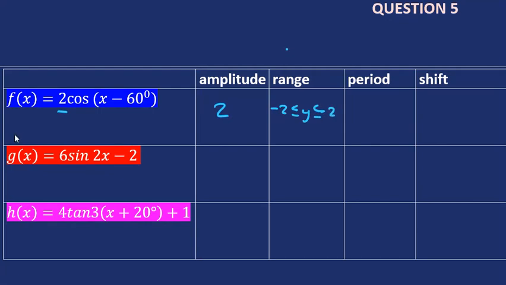The period, we always look at the coefficient of x to determine the period. Now, the normal period of a cosine function is 360. And as you can see, the coefficient before the x is 1. So the period will stay 360 degrees. What about the shift? Remember, if there's a minus, then that means the graph is shifting to the right. So actually, we've got a 60 degree shift to the right.